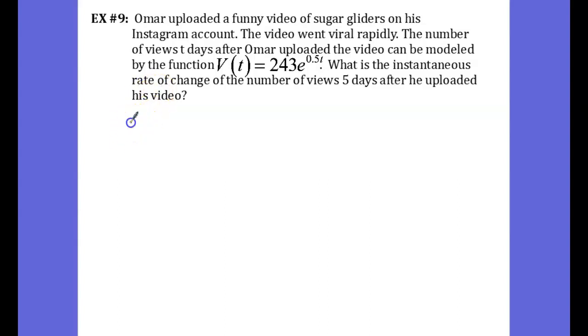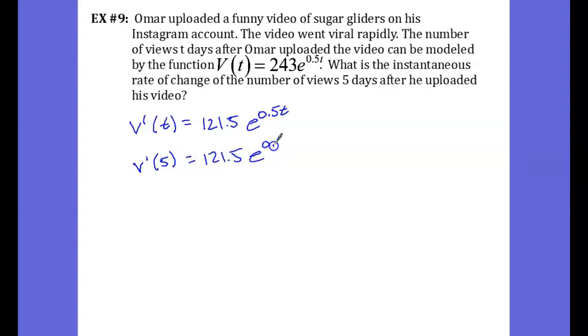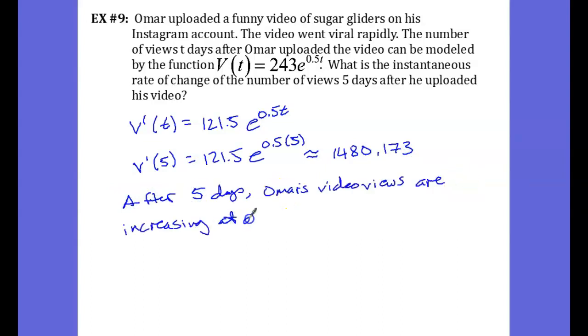And so we'll take the same approach that we did in the last problem. We're going to begin by finding the derivative v prime of t. And so that's going to be 0.5 times 243, and that will give us 121.5 times e to the 0.5 t. And now substituting 5 for t, we have v prime of 5 is equal to 121.5 e to the 0.5 times 5. And this is approximately 1,480.173. And so this means that after 5 days, Omar's video views are increasing at a rate of 1,480 views per day. And so once again, we have our calculated value to 3 decimal places and an interpretation in the context of the problem.